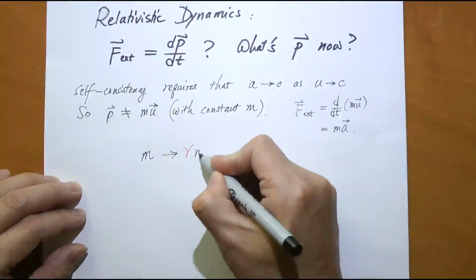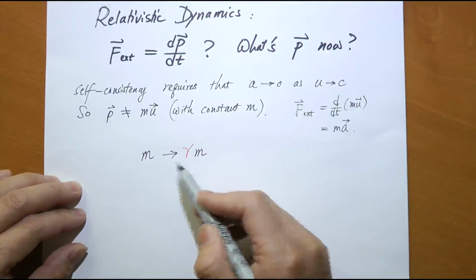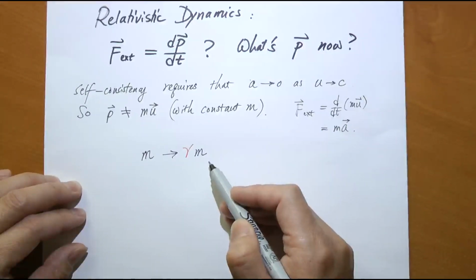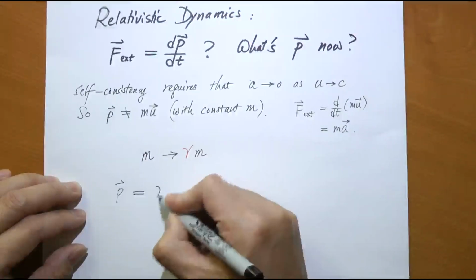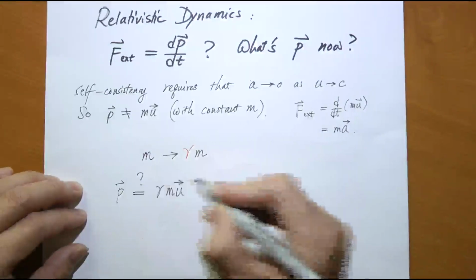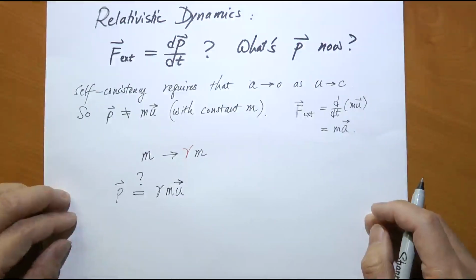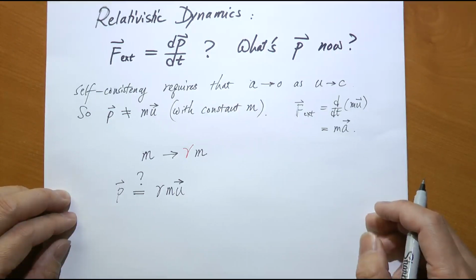So is it possible for us to make this simple modification, taking m as gamma times m, and therefore P would become gamma mu? Can we do that? That seemed to solve the problem, at least, of the speed of light being the highest possible speed, right?